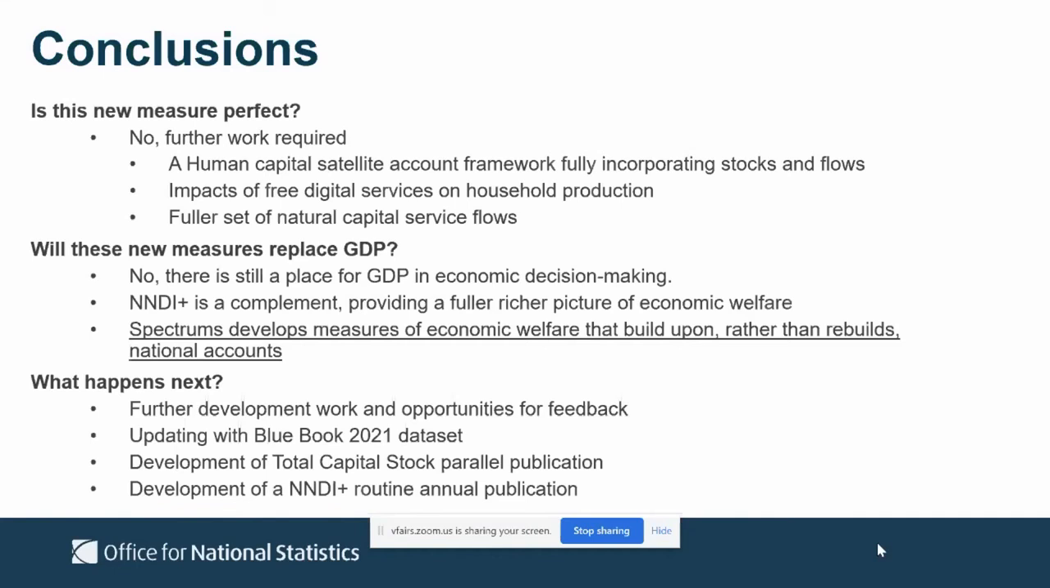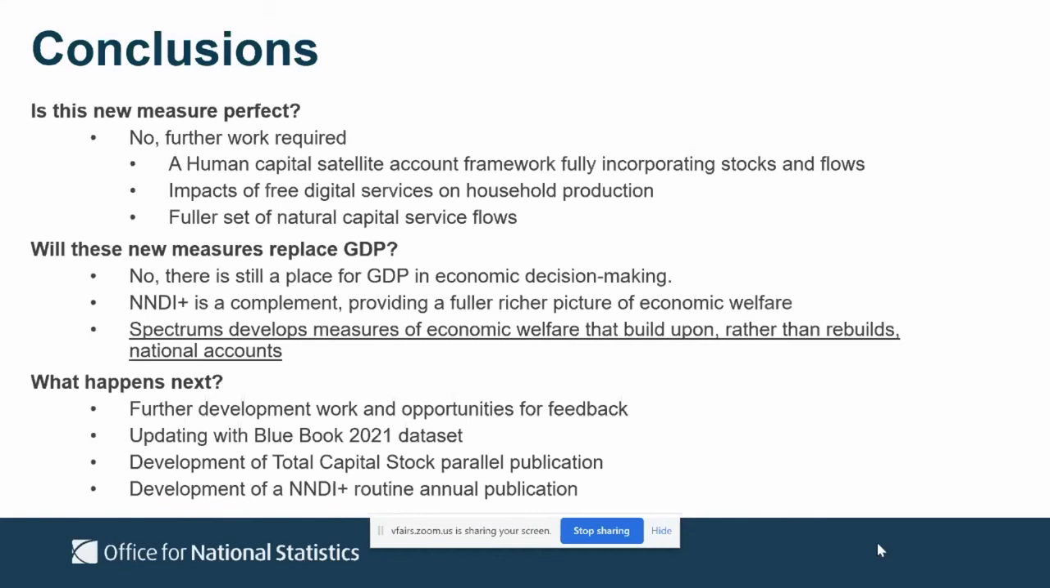As I said, what is the impact of free digital services on household production? The production of free digital services is in GDP, but if they're being consumed as intermediate consumption in the household unpaid work account, we need to think about that. We need to fill out that set of natural capital services flows with longer time series if possible, and some of that may very well not be possible because the data is just not out there.